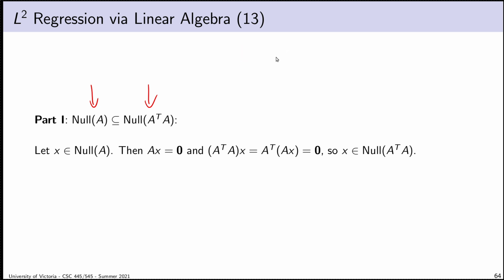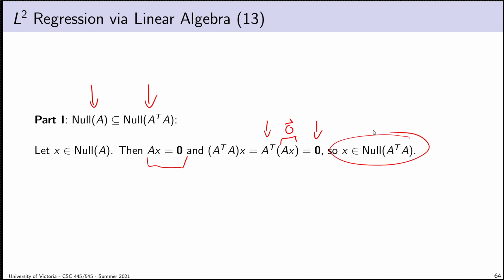So the first thing is, if A times x equals 0, well then A transpose A times x, by associativity, would be A transpose times A times x. But we know that A times x equals 0, and therefore this is going to end up equaling 0. A matrix times the 0 vector equals the 0 vector. Therefore, the vector x has to be in the null space of A transpose A.